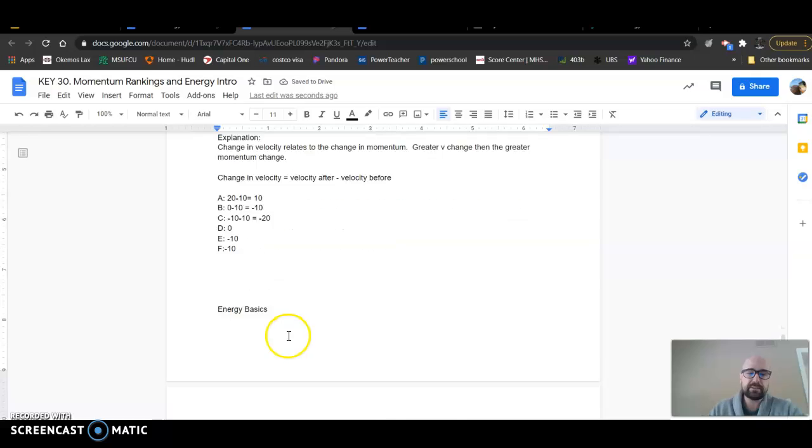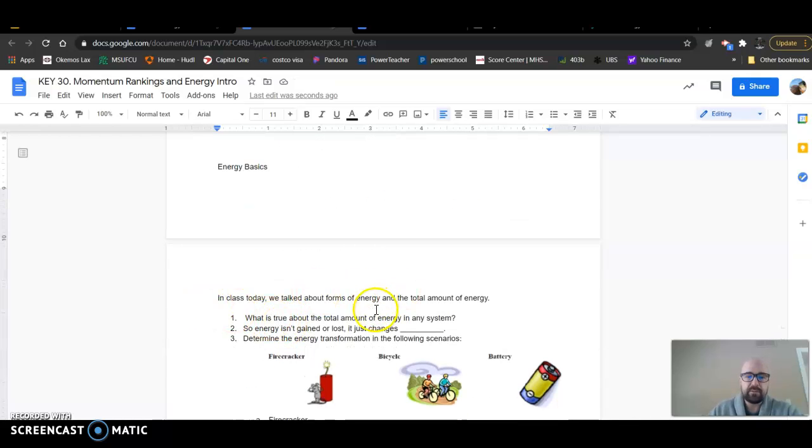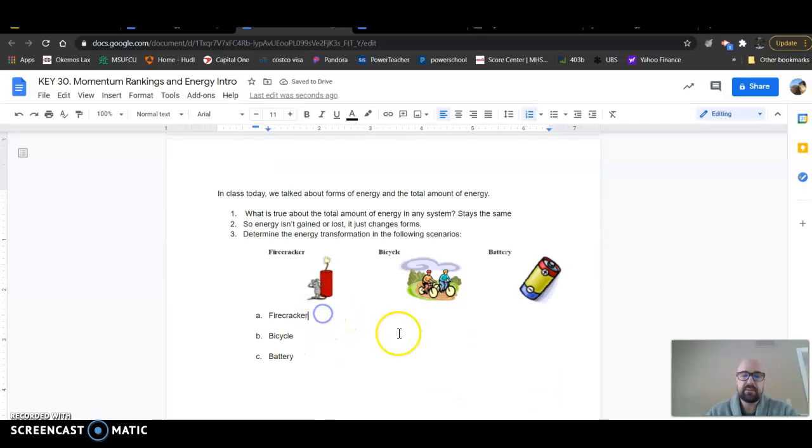So there's those rankings. And then we had a couple energy basics. So true about the total amount of energy in any system is that it stays the same. And then energy isn't gained or lost, just changes forms. And determine the energy transformation in these. So a firecracker is chemical potential energy. We can say chemical potential energy gets converted to, let's say, sound. Right? It's really loud. You could say light or heat or something like that.